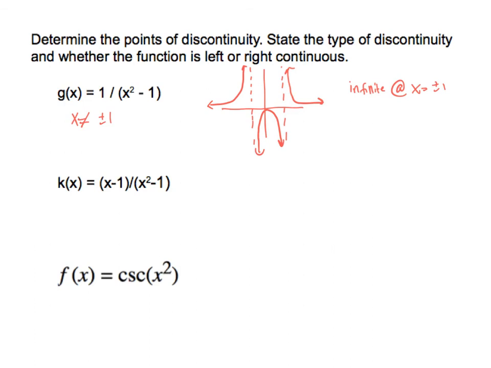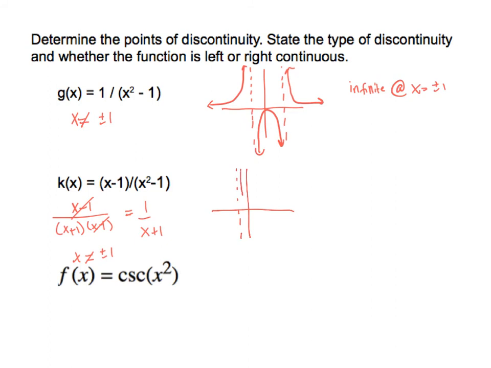Different from the second one. The second one I can factor. I still have initial domain restriction of x can equal plus and minus 1, but I can remove one of them. So when I graph this, I'm really just getting the graph of 1 over x plus 1. Okay. So the negative 1 discontinuity remains as an asymptote.